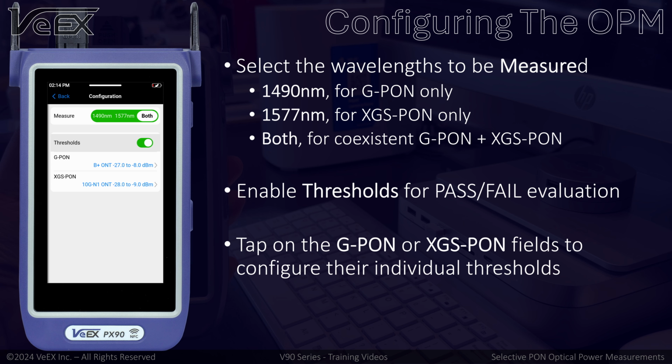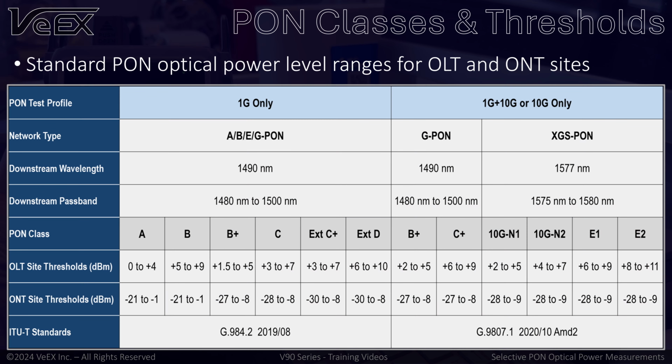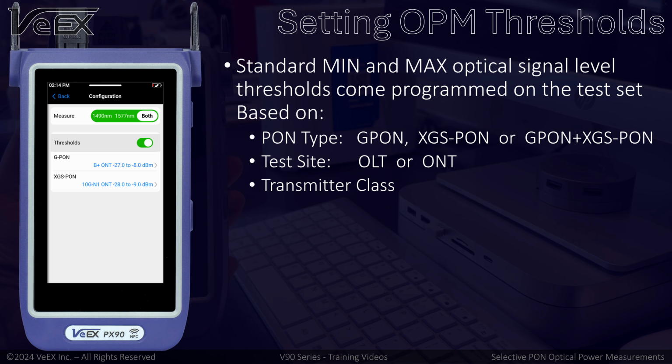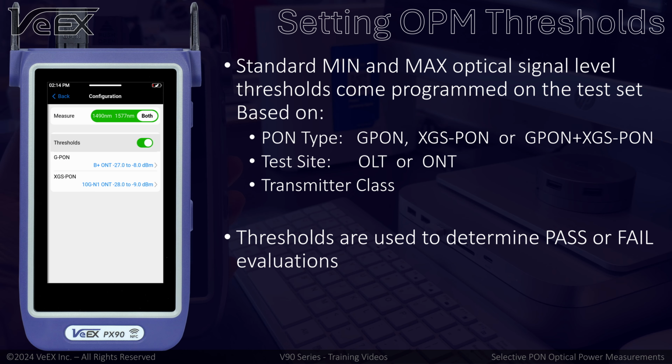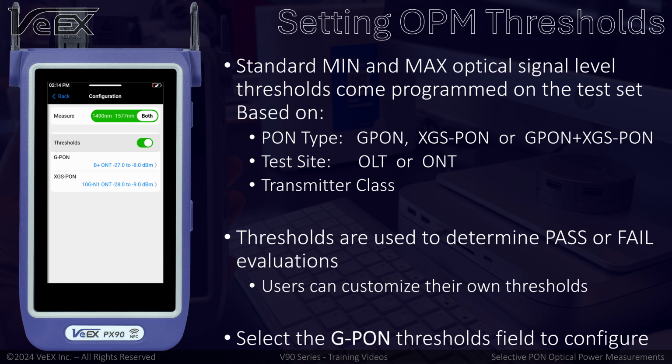If the test set is configured to simultaneously measure GPON and XGS PON, two sets of thresholds are available. The test set comes pre-programmed with a set of standard thresholds. The acceptable optical power level ranges depend on the PON types, site or location where the test is being performed, and the OLT's transmitter class. The thresholds are used to determine if the signal under test passes or fails the requirements set for the current test point. Users can also customize their own pass-fail thresholds.